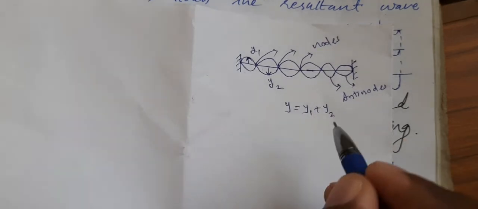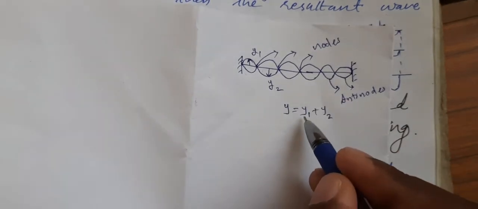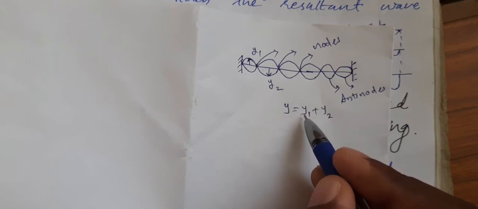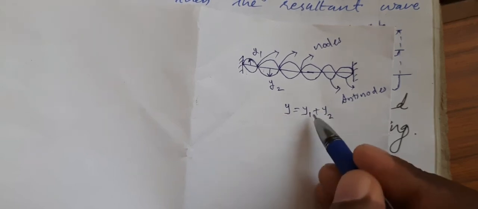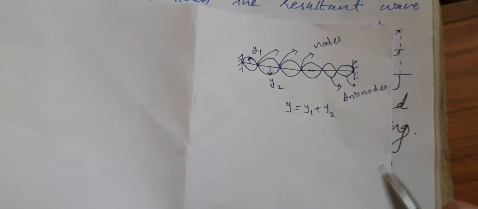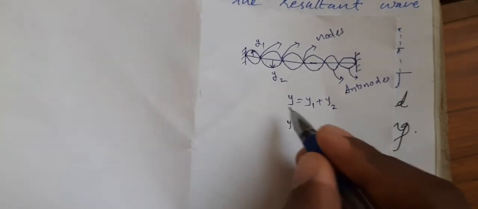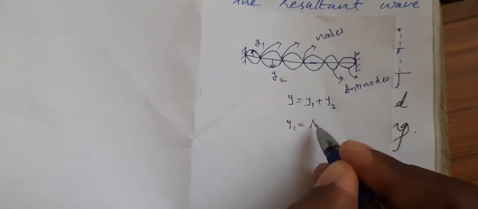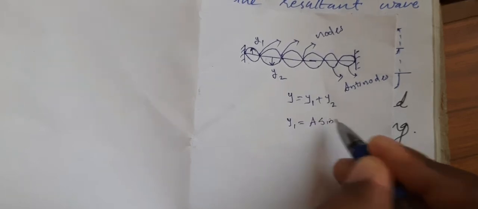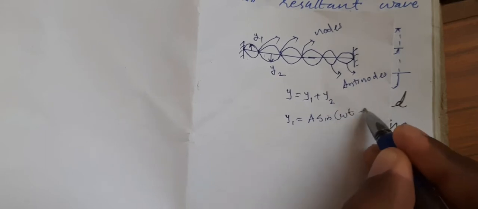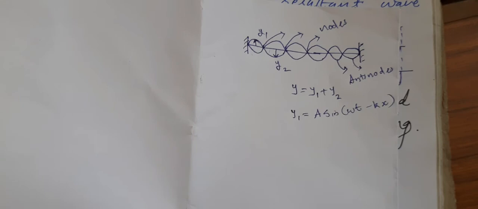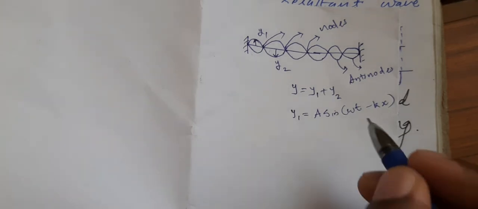Now these are two waves with different displacements y1 and y2. The resultant is the vector sum of their displacements. The displacement y1 for the first wave we can represent as y1 equals a sin(omega t minus kx). This representation can be given in terms of lambda or in terms of time period, but anyway we can represent it as a sin(omega t minus kx).